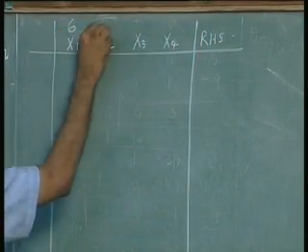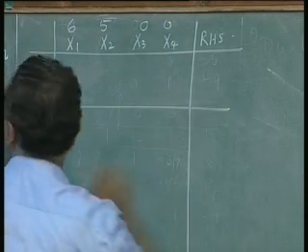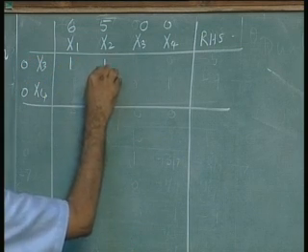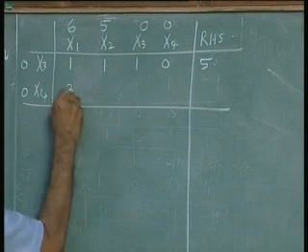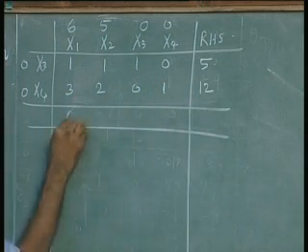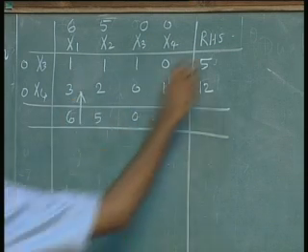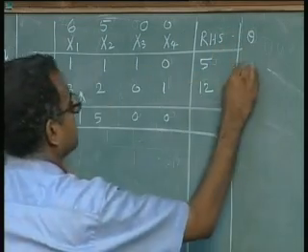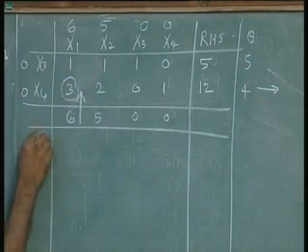We have 6x1 plus 5x2, we start with x3, x4. We have 1, 1, 1, 0, 5, and 3, 2, 0, 1, 12, and Cj minus Zj is 6, 5, 0, 0. Variable x1 enters, we compute the values of theta. So we have 5 and 4, so variable x4 leaves, this is the pivot element.